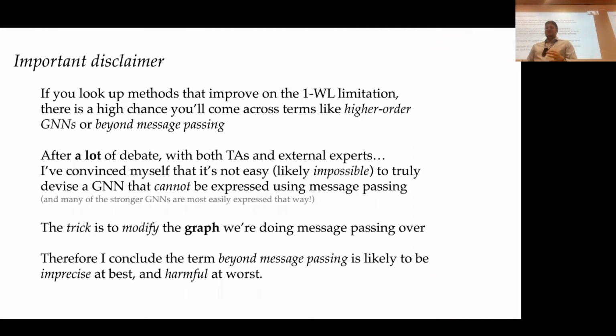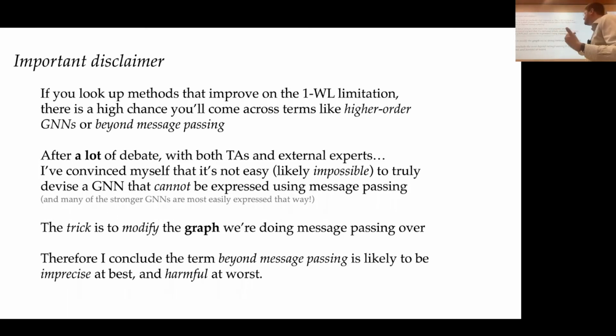When I first gave my master's course here at Cambridge, I tried to use the term beyond message passing in a lecture. It just sounded a bit weird, because when you say beyond message passing, it sounds like you shouldn't use message passing at all to implement this thing. But in reality, very often you are using message passing. It's just over a slightly different graph. Or you use something which is maybe reasoned about as a tensor product, but even that is a case of message passing, perhaps trivial. But basically, what I've convinced myself after a lot of debate with many other experts, both internally and externally, is that it's not easy.